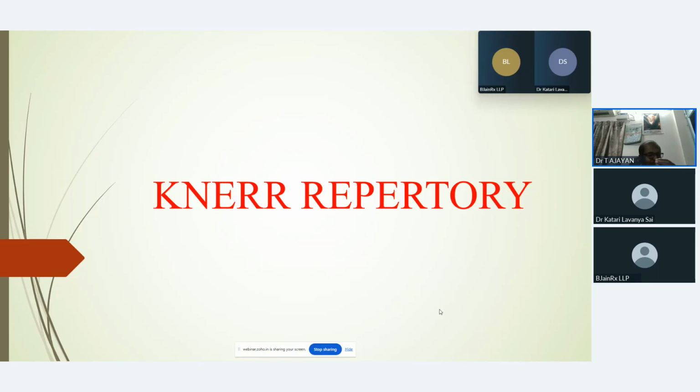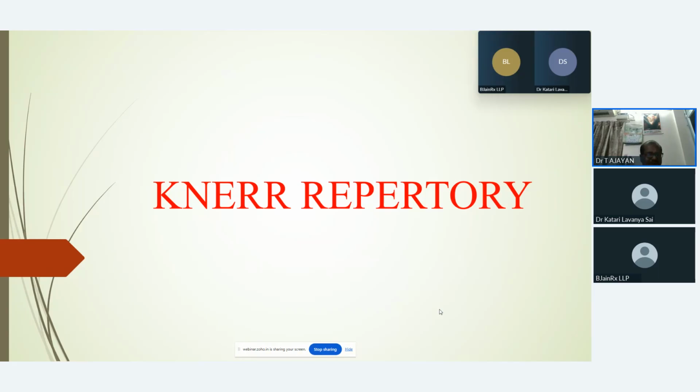In the library, the librarian shows the new books that have arrived on a separate table. They keep all the new textbooks there. Then one day I was visiting there. A big textbook was in front of the table. The book was the revised edition of the Knerr repertory by Shivaramakrishnan.